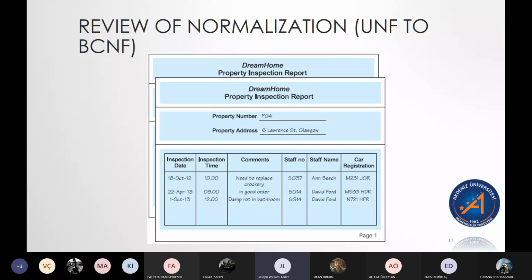Anybody remember what type of fact-finding technique this would fall under? It's a long time ago. You've got to think back a few weeks. Interviewing? Did we interview? Research? Maybe. I'm thinking something else. Right. Documentation, because this is something that our Dream Home company has on hand. They generated this inspection report for a property number, and basically created this report for us to look at, to understand some of the attributes that they would keep track of.